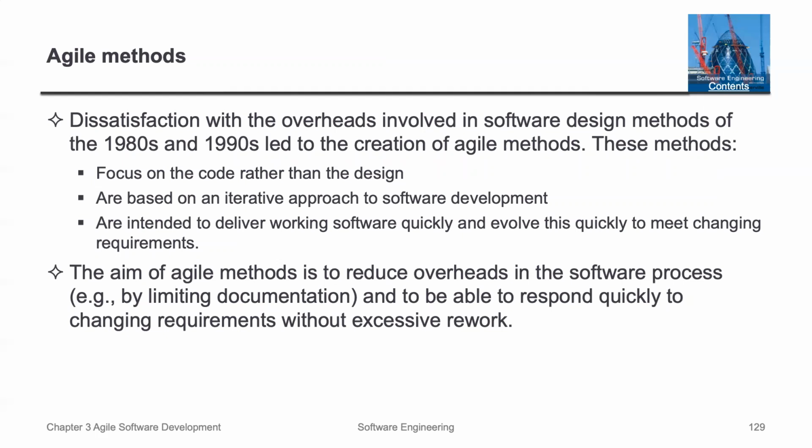So let's talk about the agile methods. Why are they here? The dissatisfaction with the overheads involved with software design methods in the 80s and 90s led to the creation of agile methods. These methods focus on the code rather than the design. They're based on an iterative approach to software development. They're intended to deliver working software quickly and evolve it quickly to meet changing requirements. The aim of agile methods is to reduce overhead in the software process by limiting documentation and to be able to respond quickly to changing requirements without excessive rework.